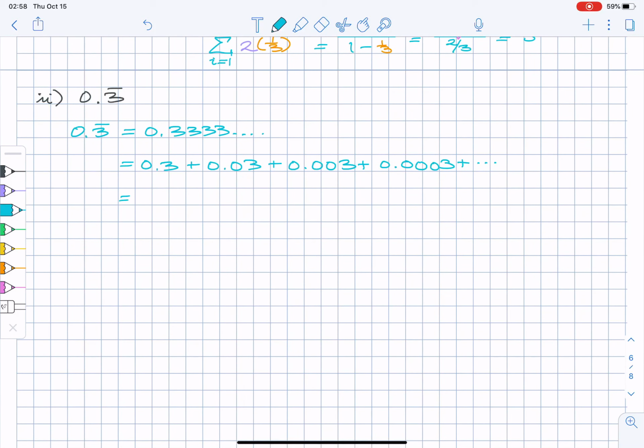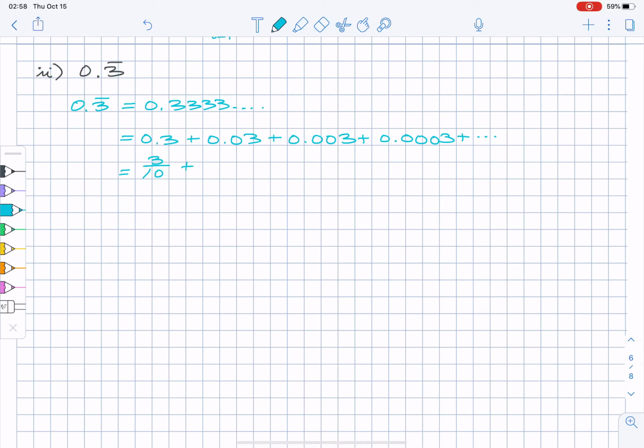Okay, well, there's 1 zero preceding that, so it's 3 over 10. Now there's 2 zeros preceding it, so it's 3 over 100. Now there's 3 zeros preceding it, so it's 3 over 1,000, etc.